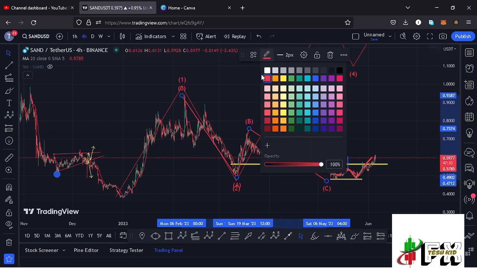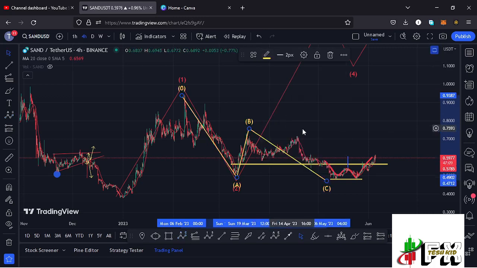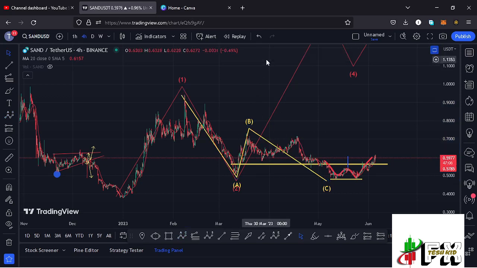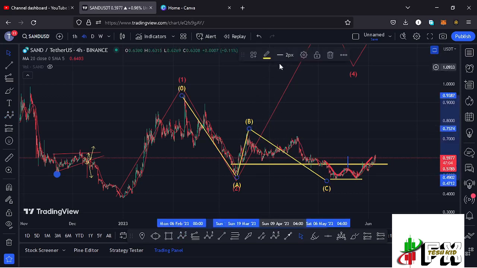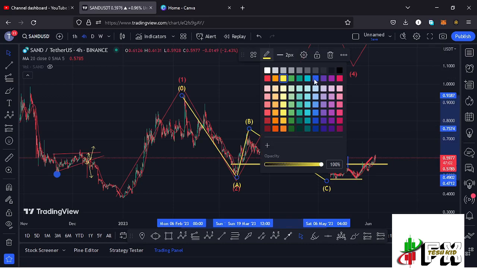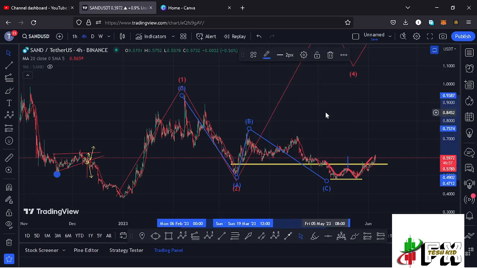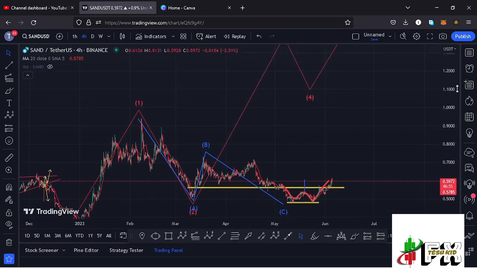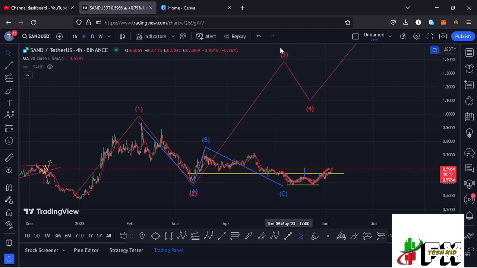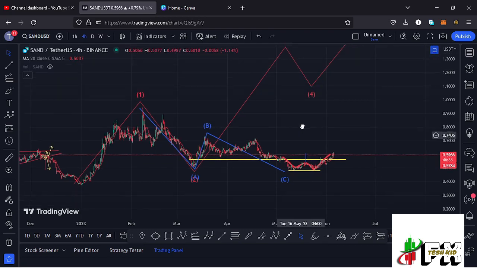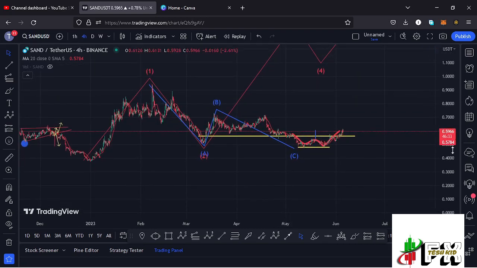And having seen that ABC corrective structure complete the formation of that wave 2, whatever we expect next basing it on the Elliott wave structures is the start of an impulsive wave to the upside in the formation of these larger Elliott wave count 3 to the upper side. And I believe that is what is playing out here on the Sandbox chart.